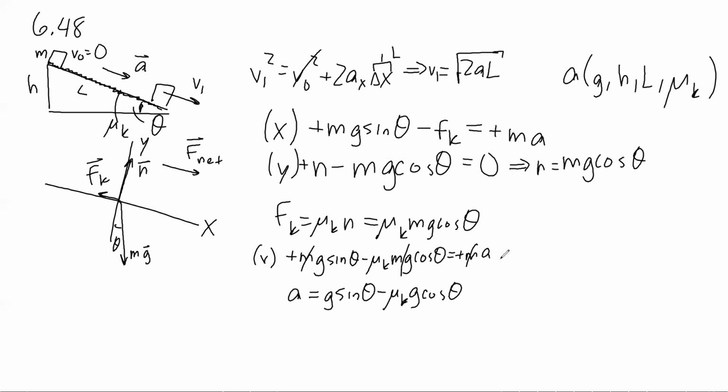So you might think that we're pretty much done, and we kind of are. We're almost done, but we need expressions for sine theta and cosine theta in terms of h and L, the height of the incline and the length. So that just makes us go back to basic right triangle geometry and ask ourselves, okay, if we've got a right triangle here, hypotenuse is L, one side is H, and the corner of the other side angle is theta.